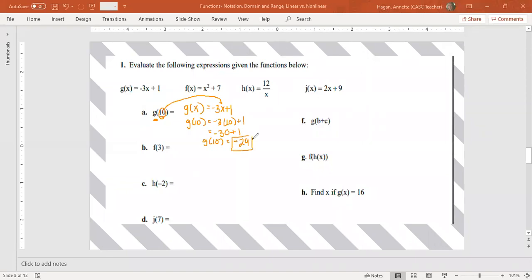We're not trying to solve for x here. We're not trying to solve for g. We're literally just trying to evaluate this. That's why we see the word evaluate and not solve. That means we're plugging in and simplifying. We're not solving it for a specific value.